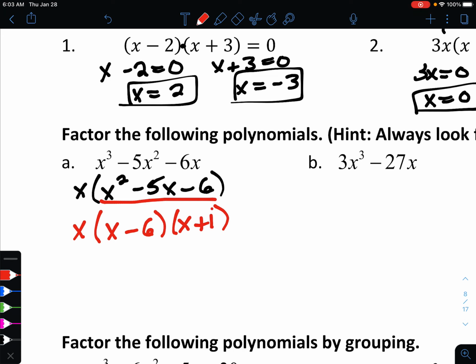Now, again, later on, we'll solve and really remember all that solving means is we're going to take each of those factors and set them equal to 0. But for right now, we're just going to focus on the factoring.